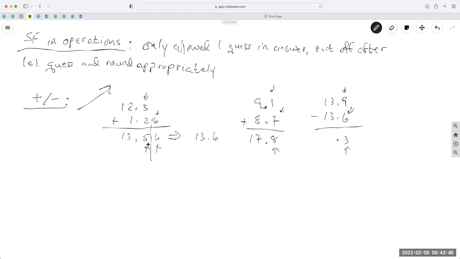So on the 13.56, since I had two guesses, I have to cut it off. But since I only have one guess here, I'm done. I don't have to do anything. Okay. All right. Good question.